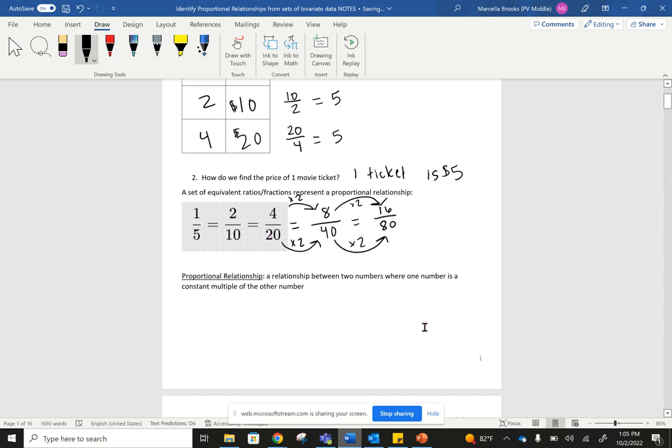So a proportional relationship is a relationship between two numbers where one number is a constant multiple of the other number. In other words, it's an equivalent relationship. So it's an equivalent ratio or fraction. Ratio, fraction.